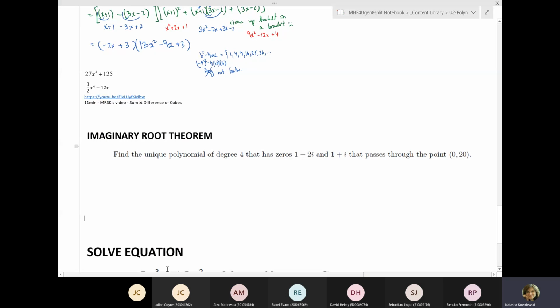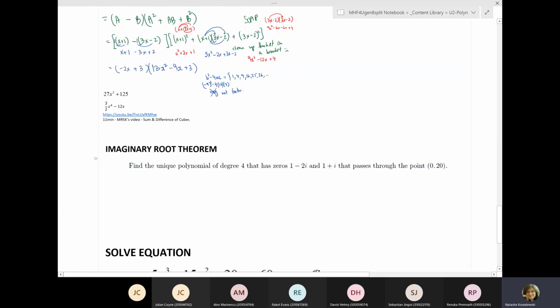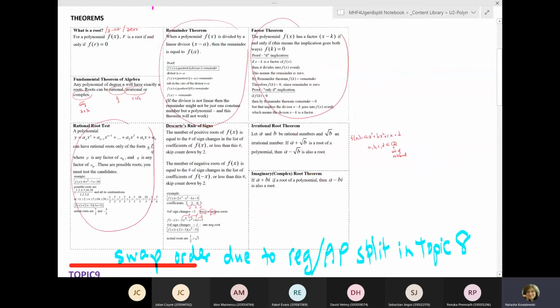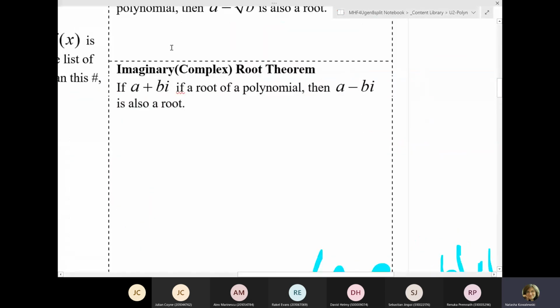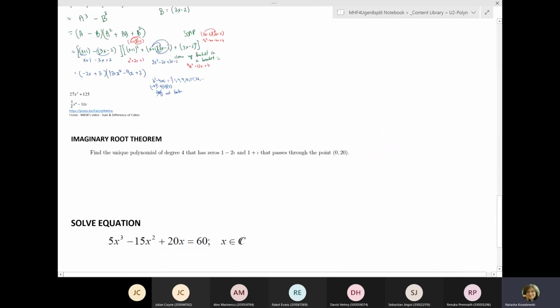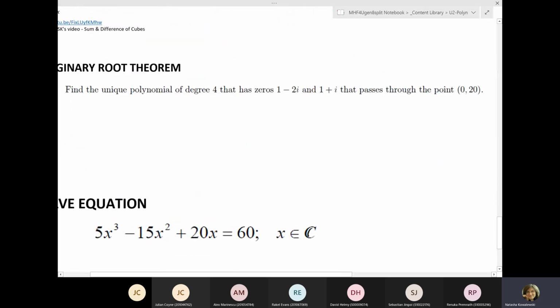All right, so using the imaginary root theorem, let me reread it again. It was over here. We know that if one of the binomials with an i, where i represents an imaginary number, is an x-intercept or a root of a polynomial, then its conjugate will also be a root. They come in pairs. So let's use that on this question.